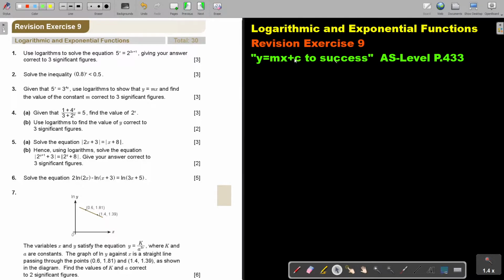In this video, we will continue with revision exercise 9 of logarithmic and exponential functions. You will find this on page 433 in the Namibian AS-Level Mathematics textbook, y equals mx+c to success. Let's look at number 5, sorry. Let's start with 5.